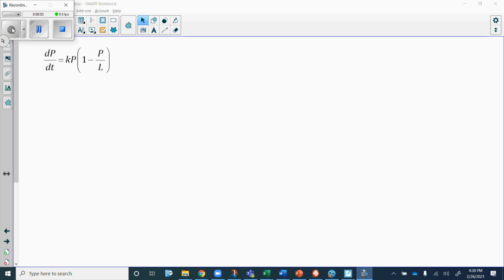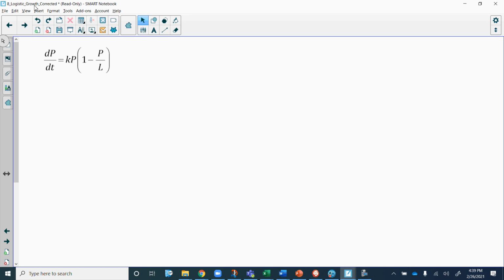Okay, so there is the general differential equation. dP/dt is equal to kP, and in parentheses multiplied by 1 minus P over L. Now I'm going to work this problem out for you, and be patient. It is going to take a little bit of work, and I'm intentionally going to do something that I think a lot of students may do as a mistake, just to illustrate that it's okay to make that mistake. You can always go back and reevaluate things.